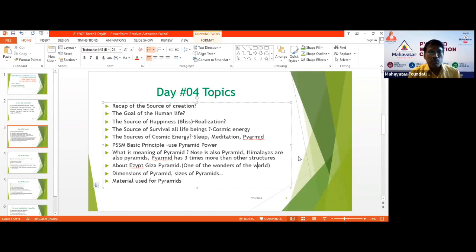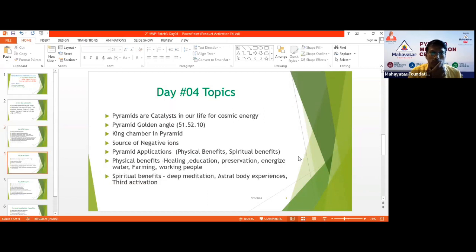So that's the pyramid. That's why we have to give so much importance to the pyramid, friends. So now let's understand: the pyramids are the catalyst in our life for cosmic energy.